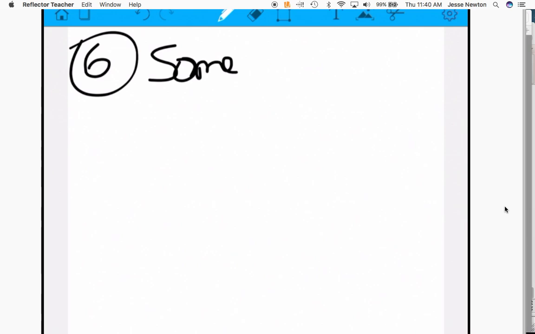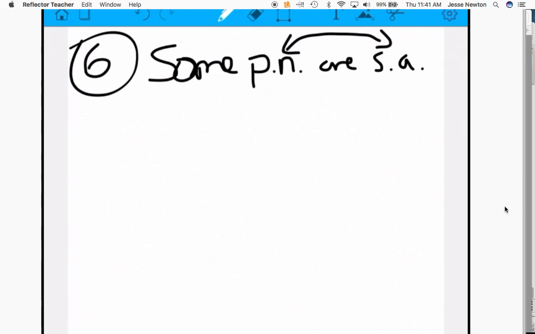So, some poor, I'm just going to abbreviate this, poor neighborhoods are safe areas. All right, some poor neighborhoods are safe areas. Well, how do we find the converse? We swap the subject and predicate term. Some safe areas are poor neighborhoods.